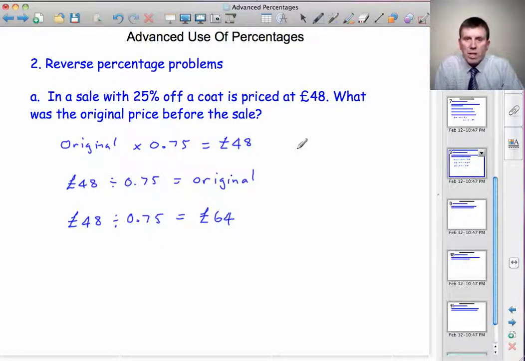So the mistake that many students make is they base the percentage on £48, but the £48 does not represent 100% in this kind of question. Let's do some more examples and hopefully then it'll sink in for you.